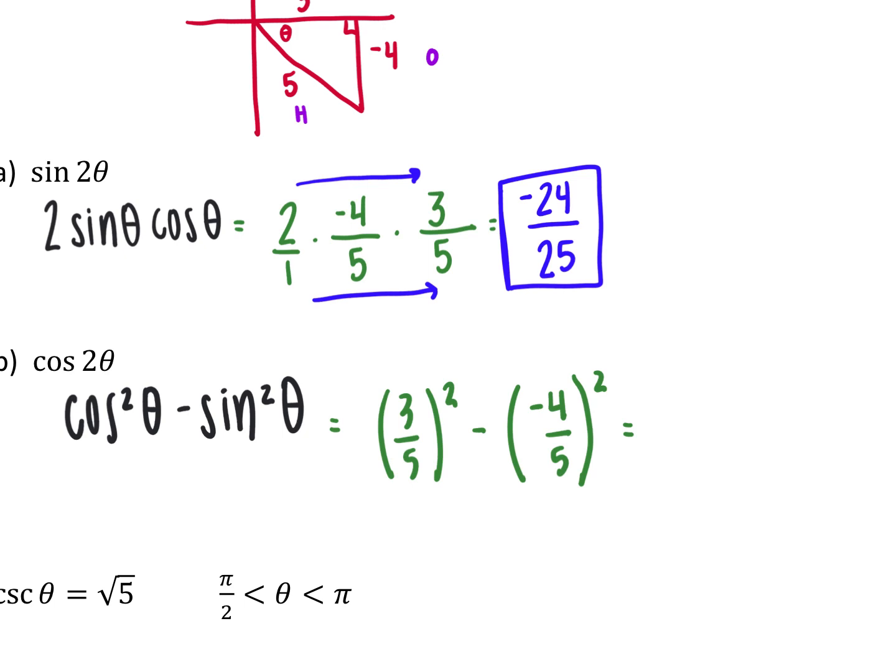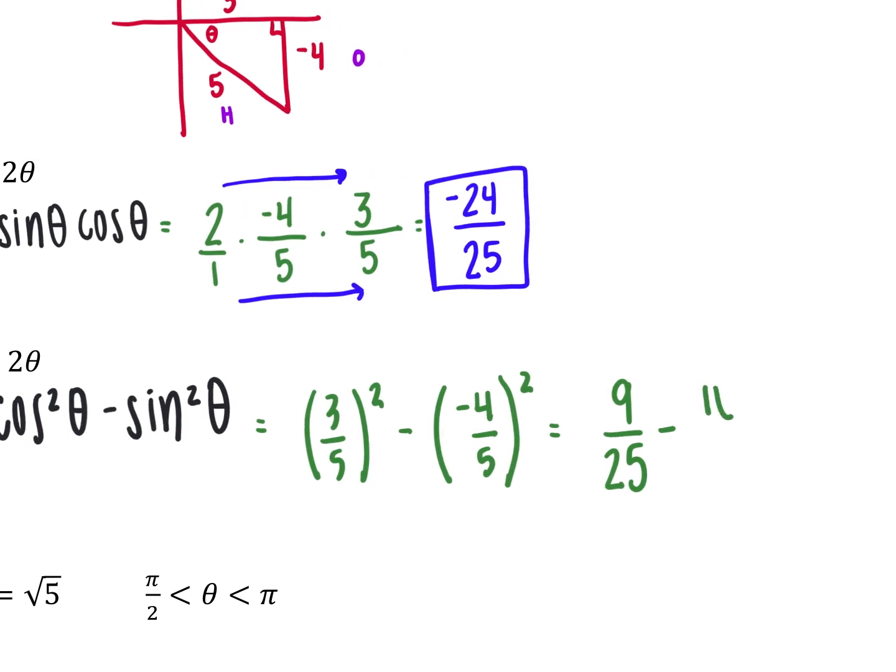If we squared 3/5, we would get 9 over 25 minus negative 4 squared would be 16, 5 squared would be 25, and then simplify from there. 9 minus 16 will give us negative 7 over 25.